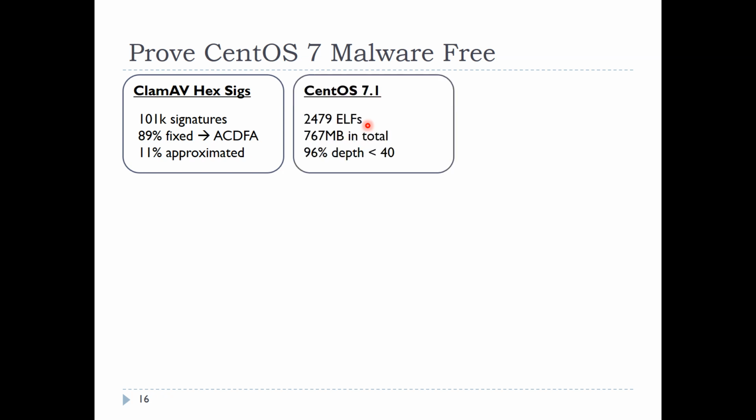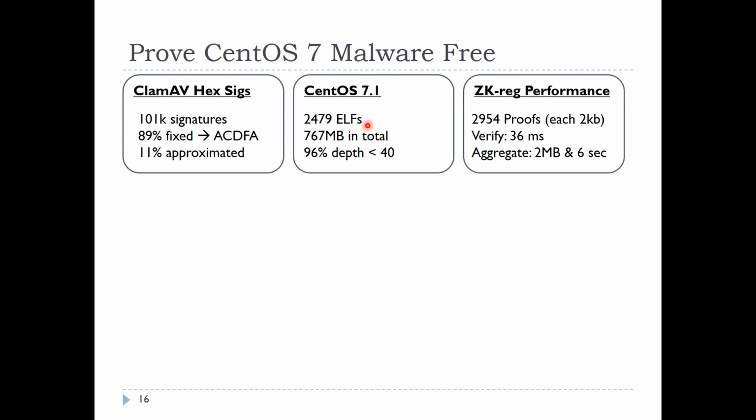We generated the malware-free proof for all the 2500 executable files in CentOS 7. We generated about 3,000 proofs. The reason is that for some big executable files, we are chunking them into smaller pieces. So each proof is only 2 kilobytes, and it can be verified in 36 milliseconds. We further apply the inner pairing product proof to aggregate these 3,000 proofs into one single proof of 2 megabytes long. And it can be verified in 6.5 seconds.